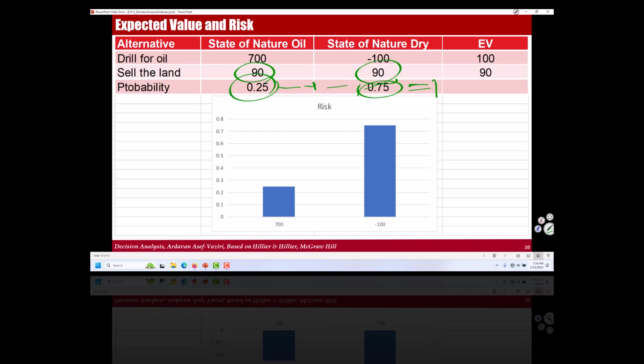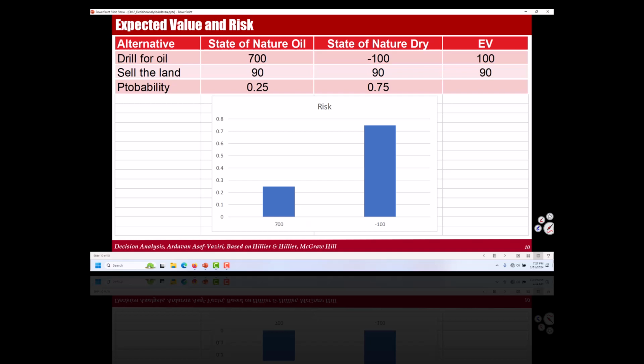Therefore, the expected value of the second alternative is 90, and the expected value of the first alternative was 100. Among these two, we will go for the alternative with the higher expected value. However, when we make a decision based on expected value, we should visualize all the potential outcomes.